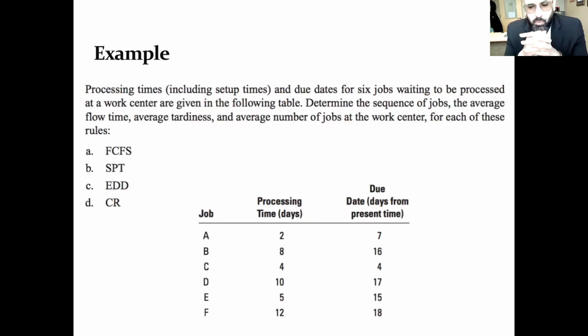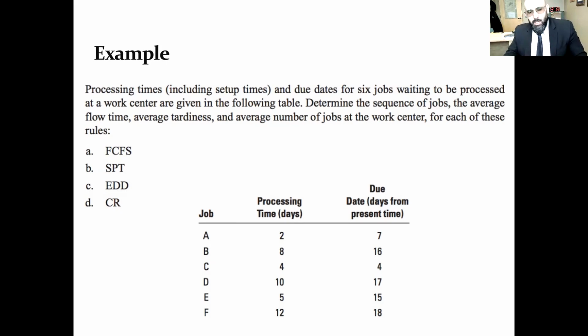This is the first example that we need to talk about. We're going to spend much time here on this example. Processing time, including the setup time, and due dates for 6 jobs waiting to be processed at a work center are given in the following table. Determine the sequence of jobs, the average flow time, average tardiness, and average number of jobs at the work center for each of these rules: first come, first serve, shortest process time, earliest due date, and critical ratio. And we have these jobs from A to F. Processing time is given, and the due date also is given for each one of these jobs.